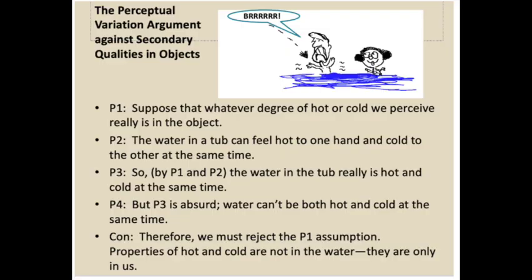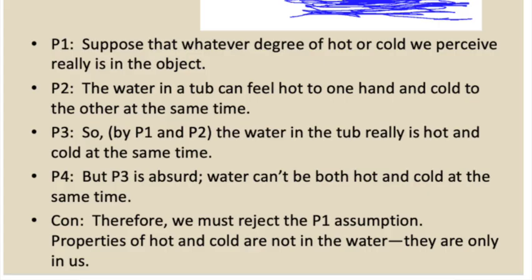The second Lockean argument we'll look at is the perceptual variation argument against secondary qualities in objects. Premise 1. Suppose whatever degree of hot or cold we perceive really is in the object. Premise 2. The water in a tub can feel hot to one hand and cold to the other at the same time. Premise 3. So, by premise 1 and premise 2, the water in the tub really is both hot and cold at the same time. Premise 4. But P3 is absurd. Water can't be both hot and cold at the same time in the same place. Conclusion. Therefore, we must reject the P1 assumption. Properties of hot and cold are not in the water. They're just sensations in us as well.